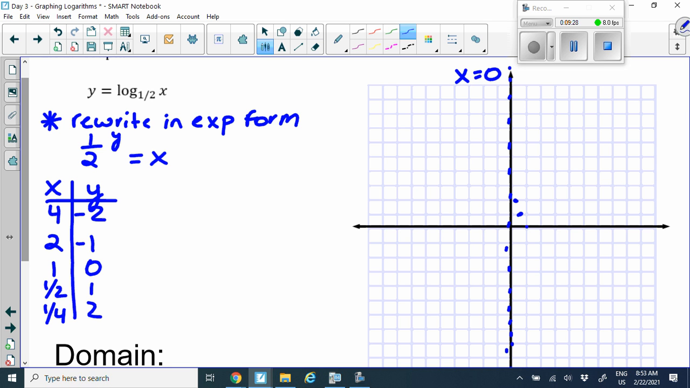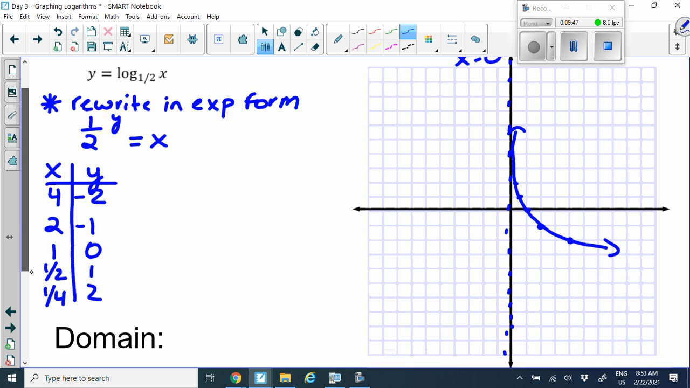Okay, then I go over 1, 1, 0. Then I have 2, -1. And then 1, 2, 3, 4, 1, 2. There we go. So it should look like this. Still has a curve to it, just like when we talked about with exponentials. Okay. Now here, I don't have any h's or k's, so I don't need to translate anything. So that's nice. Now let's talk about domain.